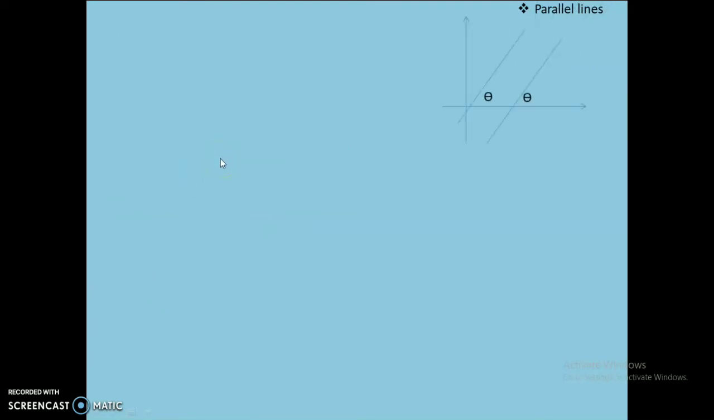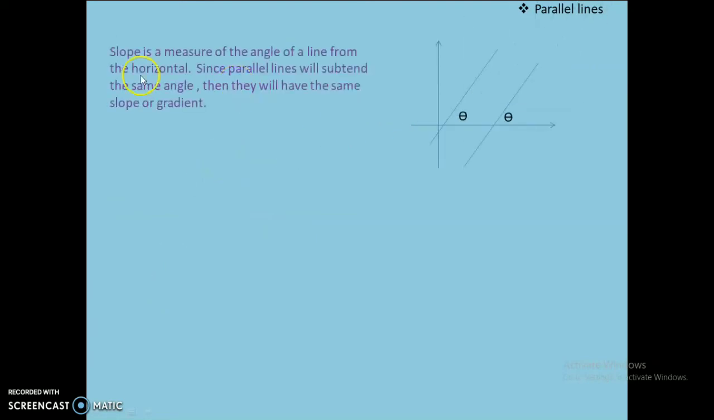Now let's look at parallel lines. Looking at this diagram, now these two lines are parallel. They make the same angle with the horizontal. So parallel lines will subtend the same angle at the horizontal.